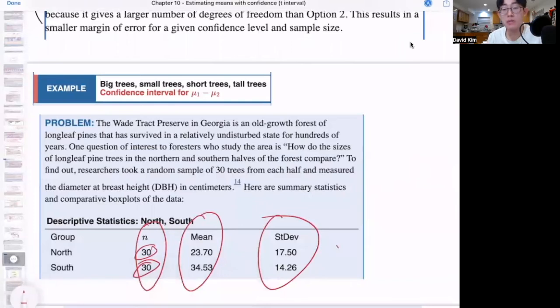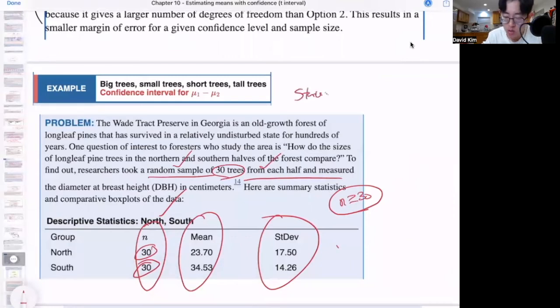All right, so what's lovely about this is that everything is provided for us. We have the sample, we have the mean, and the standard deviation. Remember, as long as the sample size is greater than or equal to 30, we can assume normality. So let's check. Do we have randomness here? We have a random sample of 30, so that's a check as well. 10% of 30 trees from each half. Obviously, there's going to be more than 300 trees, so check. Independence for that is check.